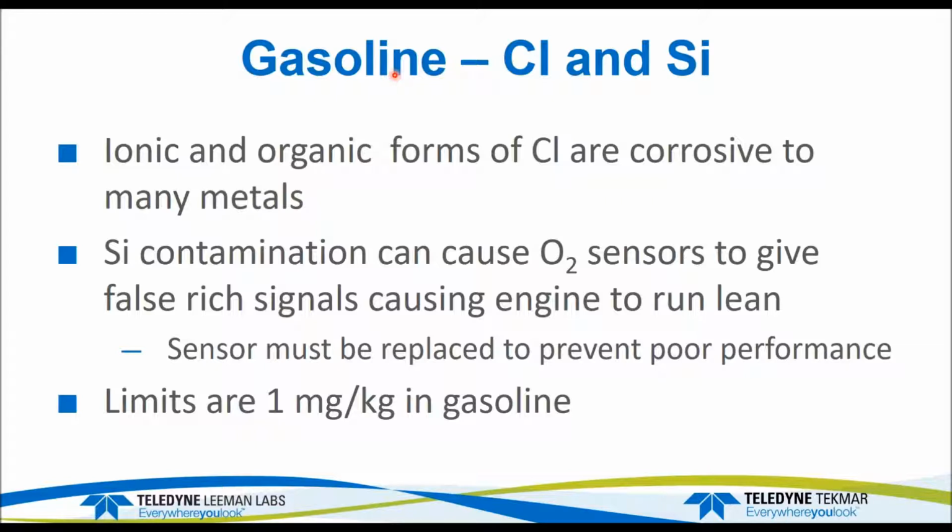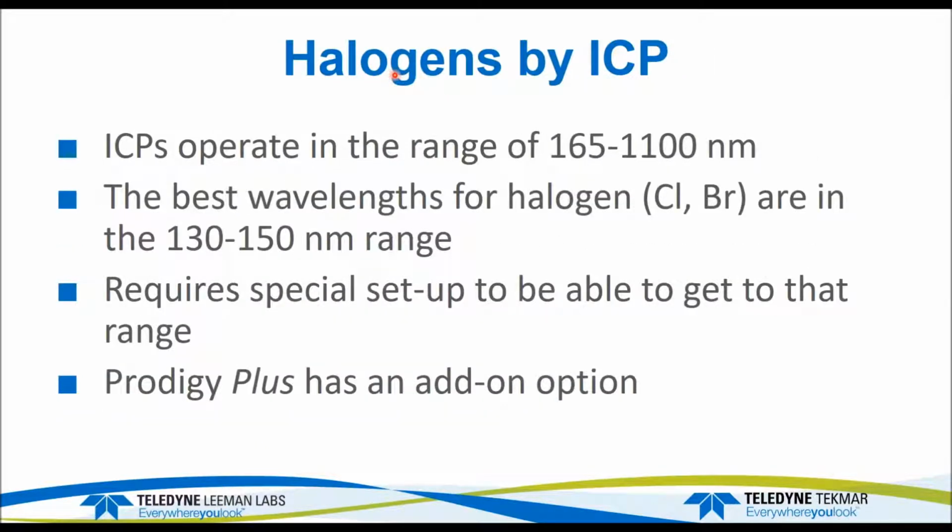And the limits that they want that are going to be set in the People's Republic of China is going to be 1 ppm in the gasoline. So 1 ppm chlorine, 1 ppm silicon. Right? So halogens by ICP.